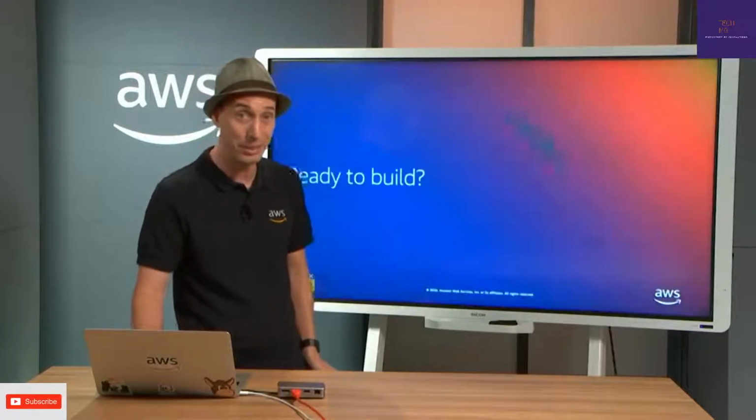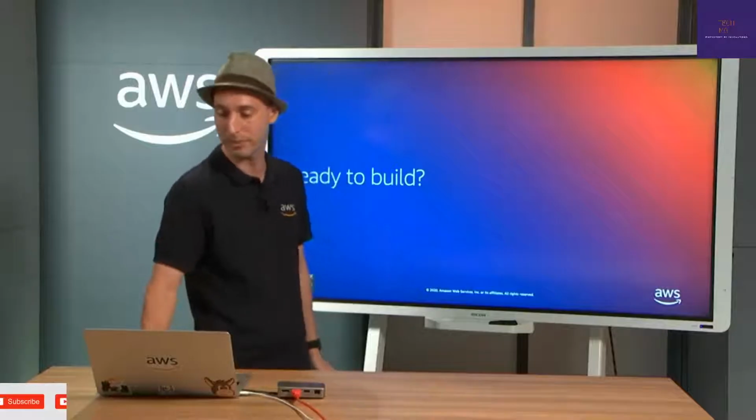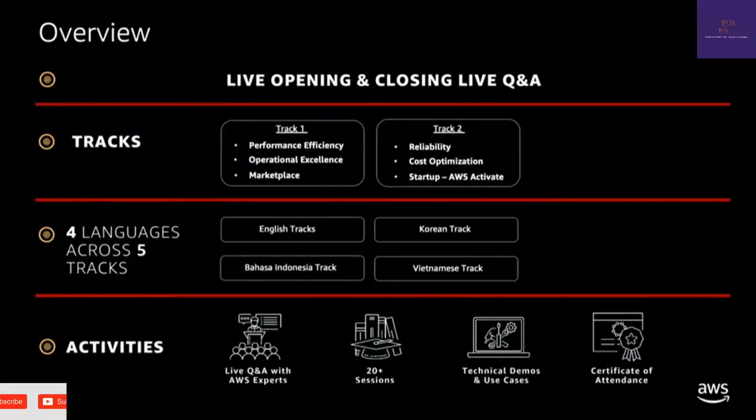So are you ready to build? I hope so, because we've got a great program just after me for the rest of today for this Builders Online program. We have 2 tracks in English, and as you saw in the opening video, we have something called the AWS Well-Architected Framework. That's just a series of lenses to look at, or areas to think about, when you're building applications.